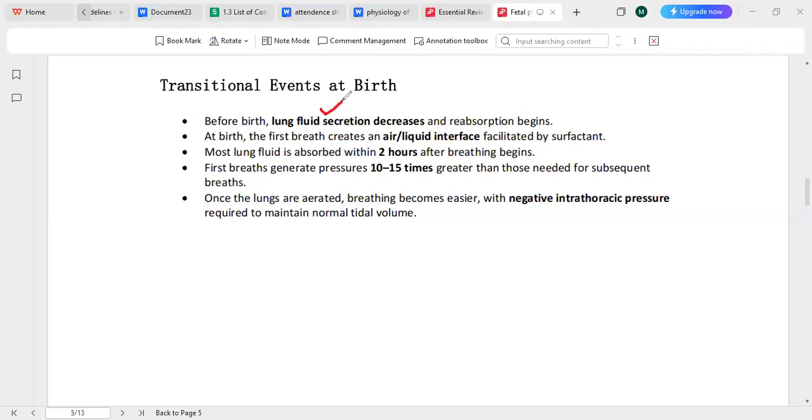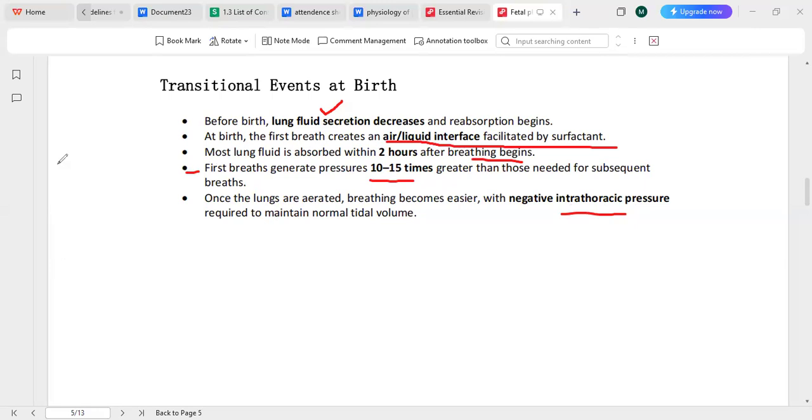Before birth, lung fluid secretion decreases and reabsorption begins. At birth, the first breath creates an air-liquid interface facilitated by surfactant, which we just studied. Most lung fluid is absorbed within 2 hours after breathing begins. The first breath generates pressure 10 to 15 times greater than that needed for subsequent breaths. Once the lungs are aerated, breathing becomes easier, with negative intrathoracic pressure required to maintain normal tidal volume.